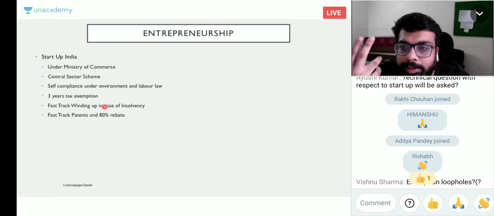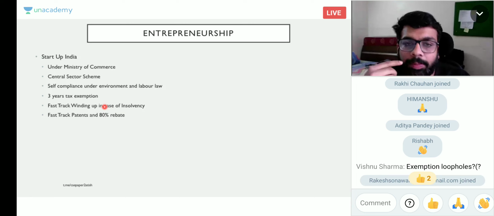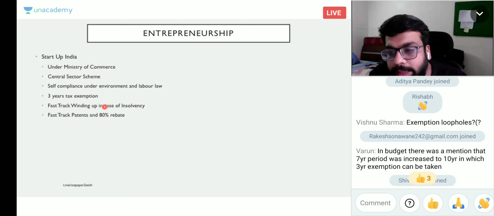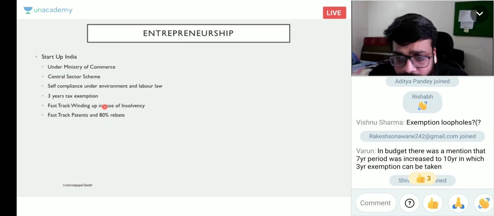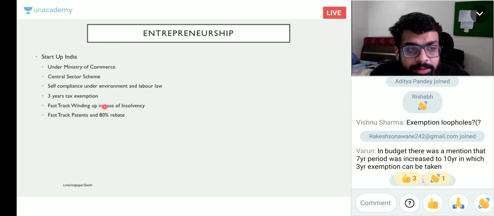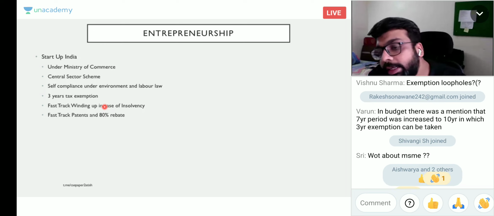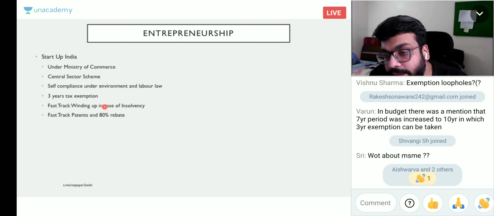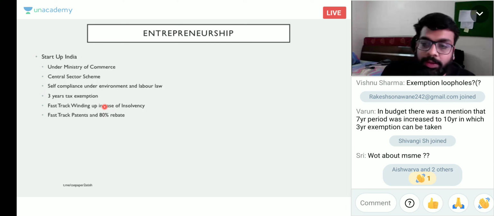Second, if a startup is making something innovative, is doing something extraordinarily cutting edge, then the process of getting a patent for the same, the government will ensure you get an 80% discount in receiving your patents. Varun, the tenure is the eligibility criteria for startups, and that's all you need to know.